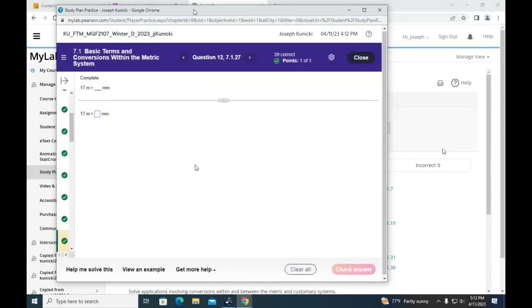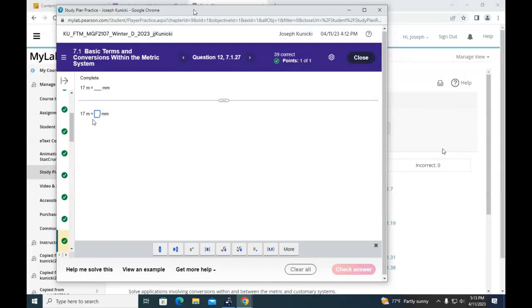And now you're going to notice here that the numbers don't change. It's going to be 17 with some zeros. So from meters to millimeters, I'm going down 3 spaces. That means I need 3 zeros. I've got to multiply by 1,000, so it's 17,000 millimeters. See how that works?